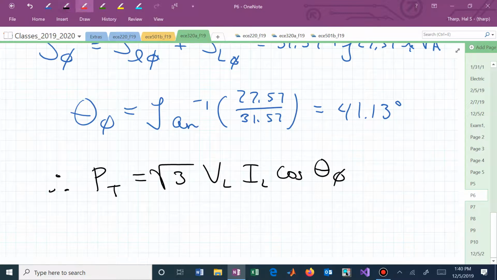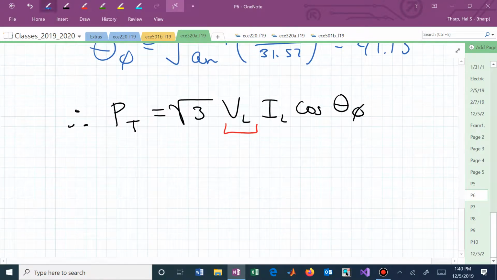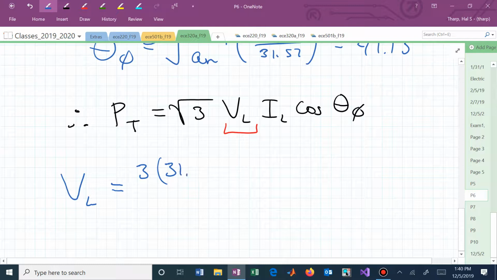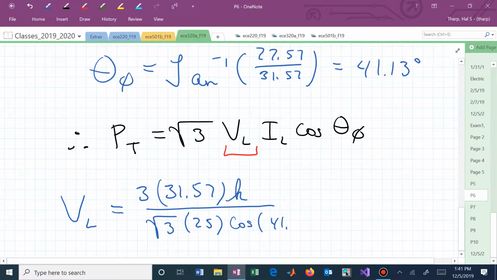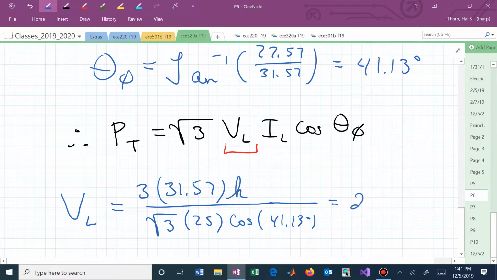And now the only remaining unknown is this quantity, and we need to just find that and leave it alone because it wanted the line voltage at the generator terminals. This now allows us to solve for V_L. This is now 3 times 31.57. That's 3 times the total power in each phase, and that was K, over square root of 3. The transmission line current was 25, cosine of 41.13 degrees. And this ends up being 2.903 kilovolts RMS.